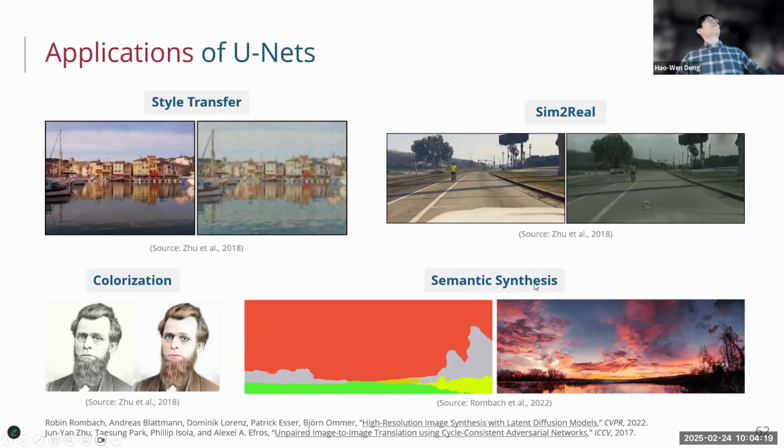Colorization and semantic synthesis, this is like latent diffusion models nowadays. And also this is sim to real, which is helpful for autonomous driving. This is like GTA, and they just turn it into a real image so that you can train your autonomous car in this scenario. It's very helpful because there's no way you can just put a self-driving car on the street, hit someone, and then say we got the training data. That's not how it works.